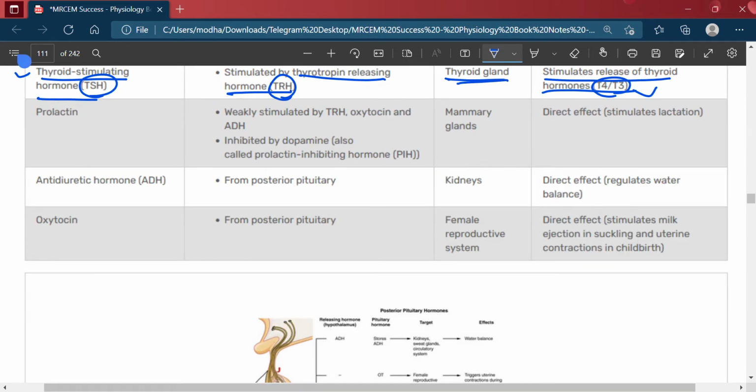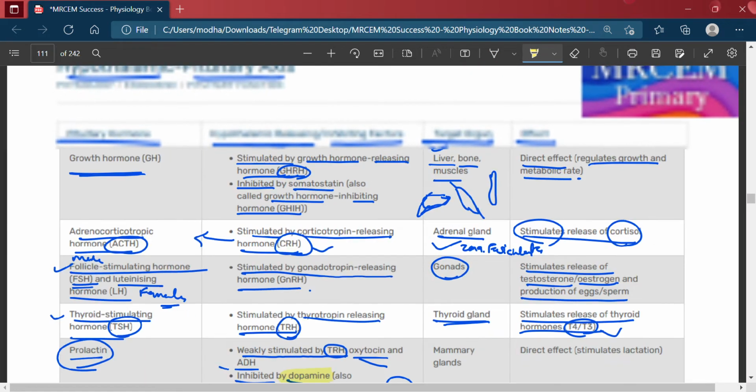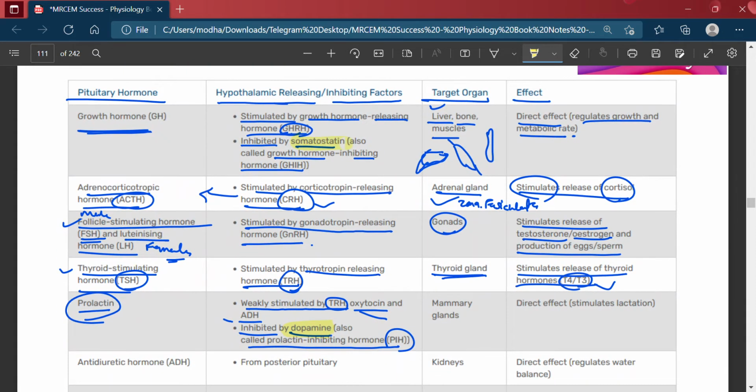Okay, and then prolactin. Prolactin is stimulated by the thyrotropin releasing hormone, oxytocin, and the antidiuretic hormone, and inhibited by dopamine, also called the prolactin inhibiting hormone, PIH. So dopamine will inhibit the prolactin, and another one, somatostatin, inhibits the release of the growth hormone.